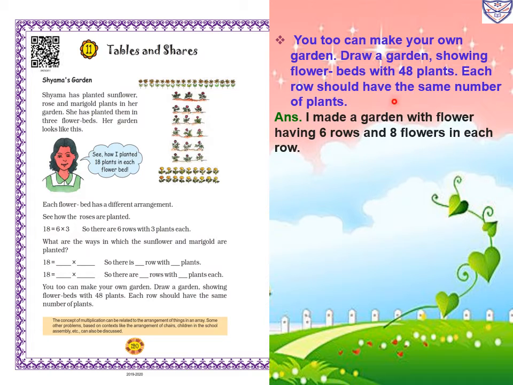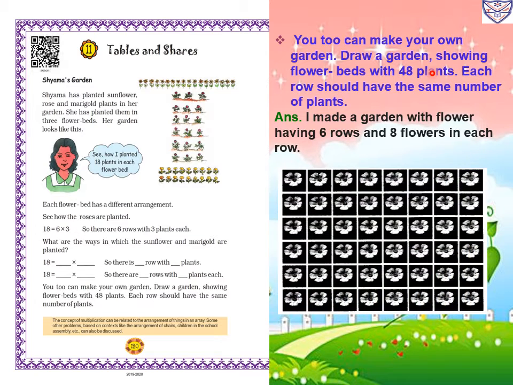So I made a garden with 6 rows and 8 flowers in each row. How many rows have we made? 6 rows, and in each row how many flowers are there? 8. So 6 8s are 48 plants. So we have to make a flower bed of 48 plants, and this way we will make the flower bed.